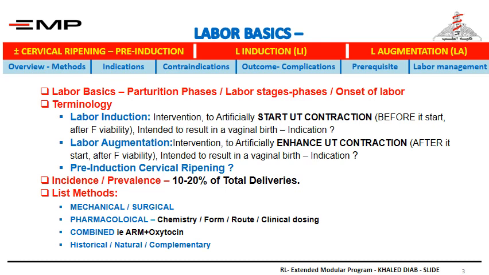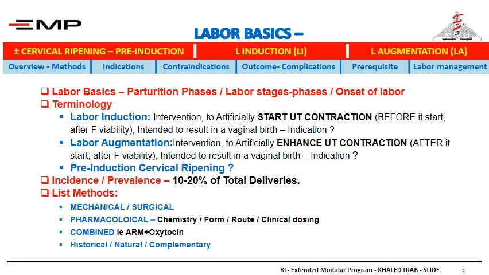Induction of labor or labor induction is an intervention designed to artificially initiate uterine contraction with the aim to achieve vaginal delivery before it starts. Labor augmentation, on the other hand, is an intervention to enhance uterine contraction after uterine contraction has already started, with the intention to achieve vaginal delivery. The indication of either will follow.